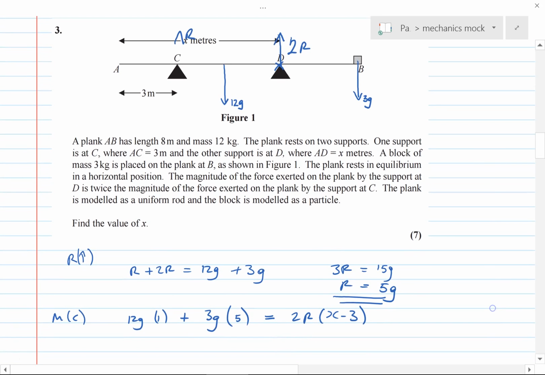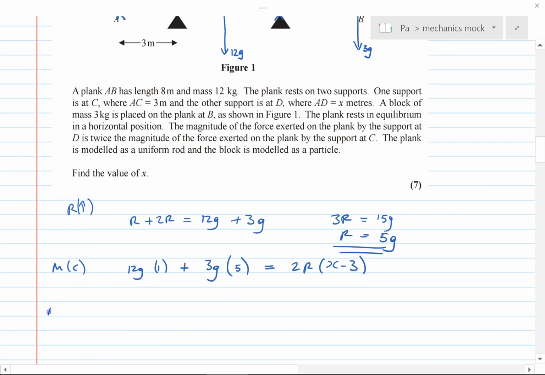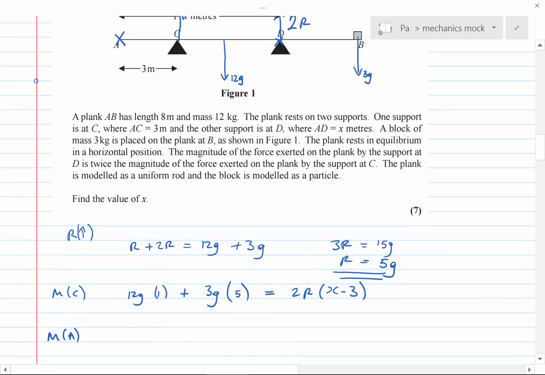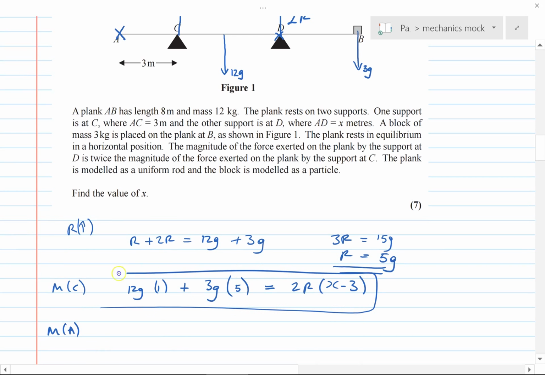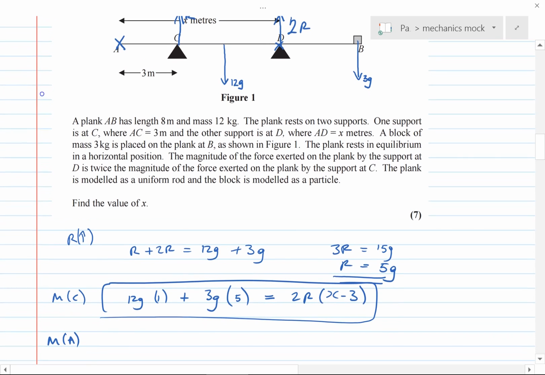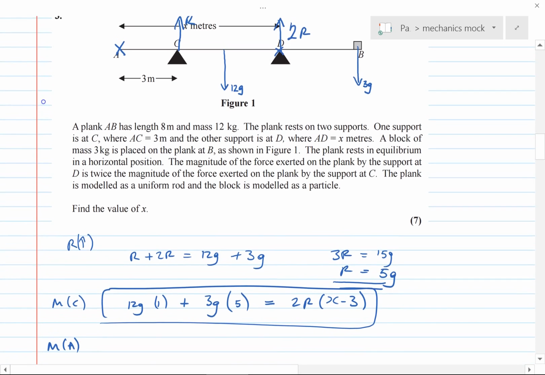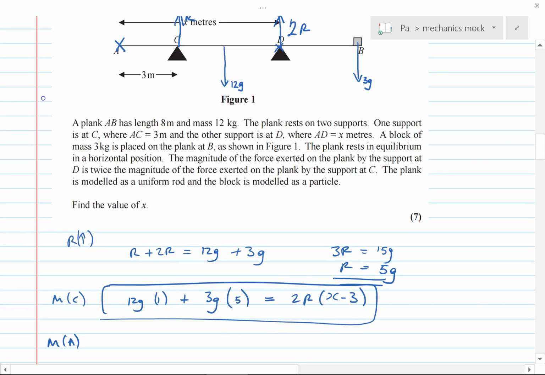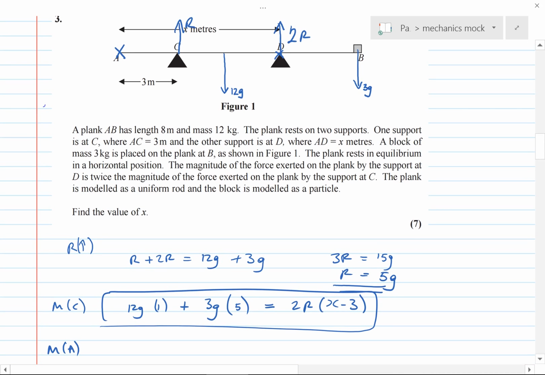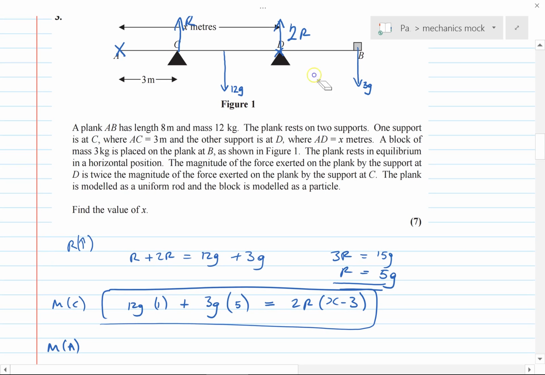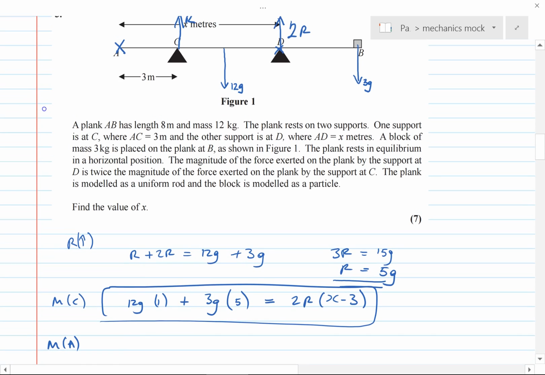But just to be different, just to make a point, I'm going to take moments about A. It doesn't have to be about a support. So moments about A, just this will get you the answer if you want it, but just to show the point, you can take moments about where you like. Obviously you want an appropriate equation, we wouldn't want to take moments about somewhere silly, or even further along the rod, that wouldn't make sense. But moments about A has a disadvantage of having 4 forces in it, but at least we've got x directly in the equation.